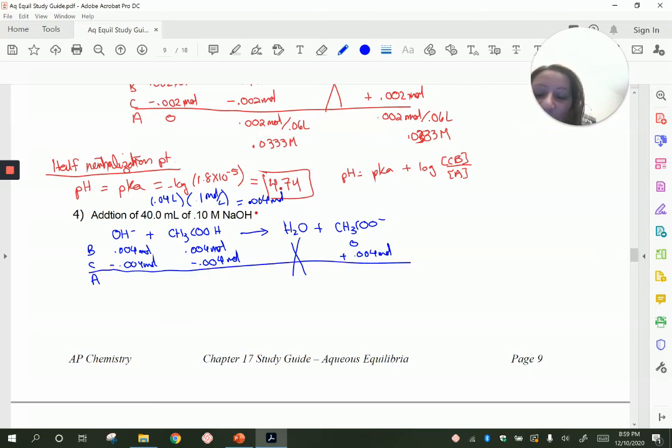At the end of my reaction, I don't have any more of the NaOH. None of the base is left. None of the acid is left, but I do have some acetate ion left. We're going to divide by the total volume so that we can get the molarity. We have 40 mLs of acid, 40 mLs of base, so 80 mLs total, so 0.08 liters. And so that gives us 0.05 molar.